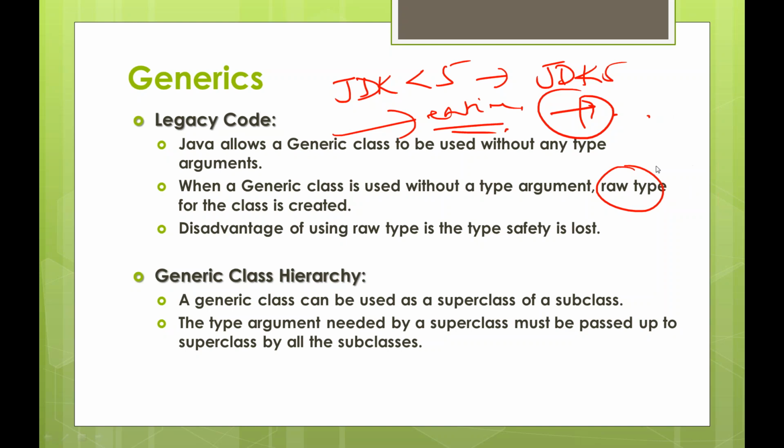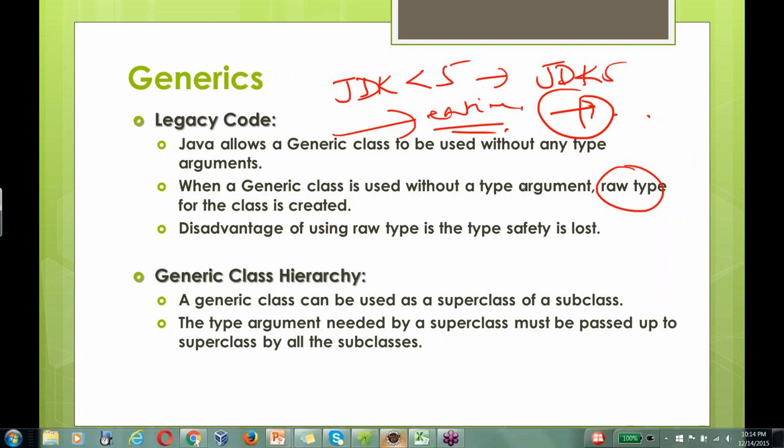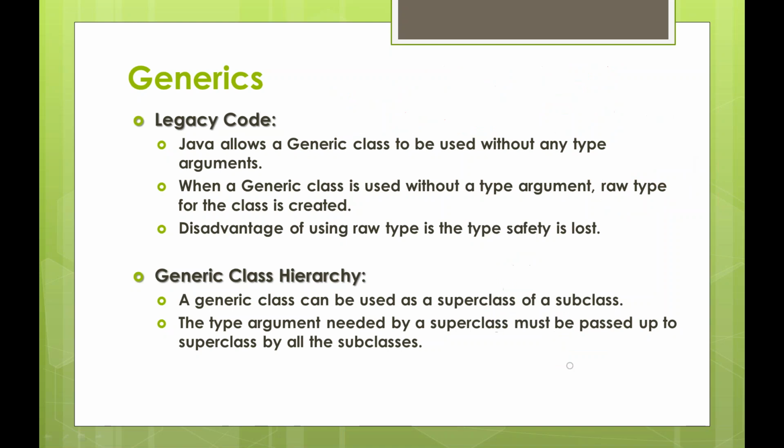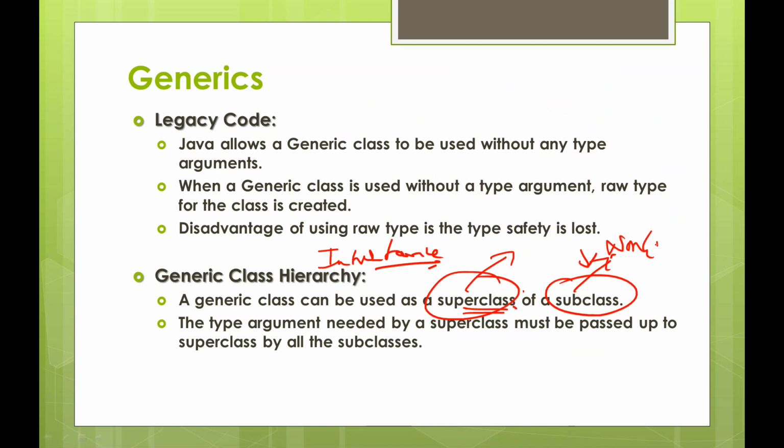Okay, so let's move on to the next topic. We have discussed inheritance. Let us see how we can use generics in terms of inheritance. A generic class can be a superclass of a subclass. Whenever you are using a generic superclass, the subclass can be a non-generic type also.